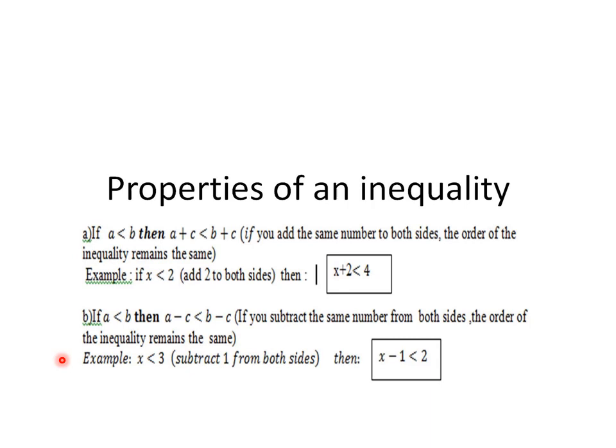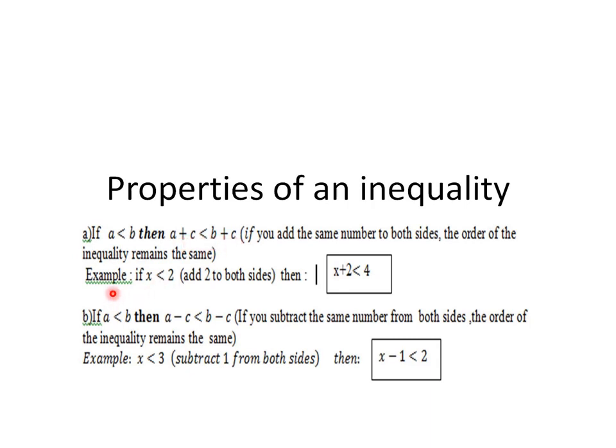Now let's start with the properties of an inequality. In the first property, if A is smaller than B, then by adding the same number to both sides of the inequality, to the left-hand side and to the right-hand side, the inequality symbol remains the same. Then A plus C is smaller than B plus C.